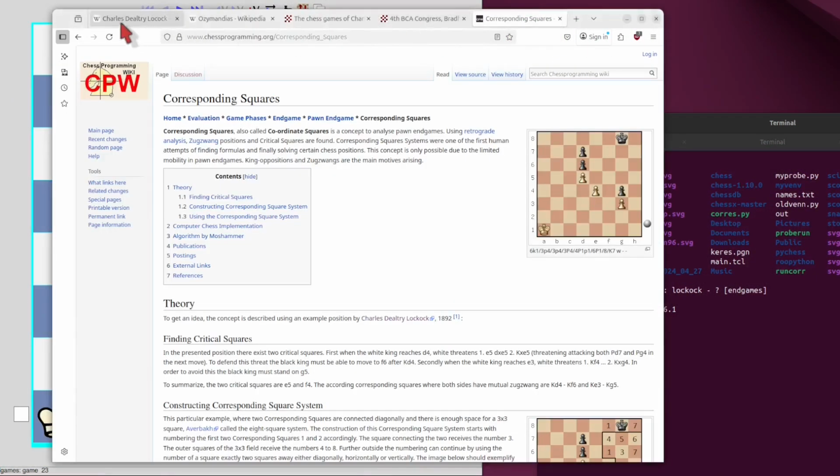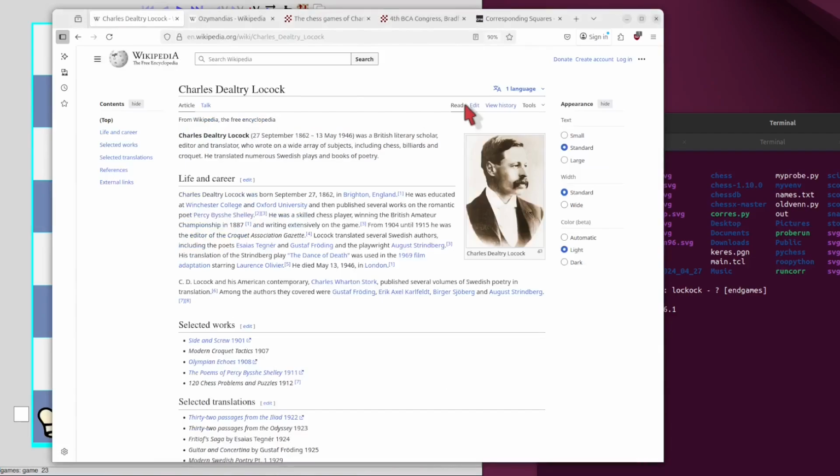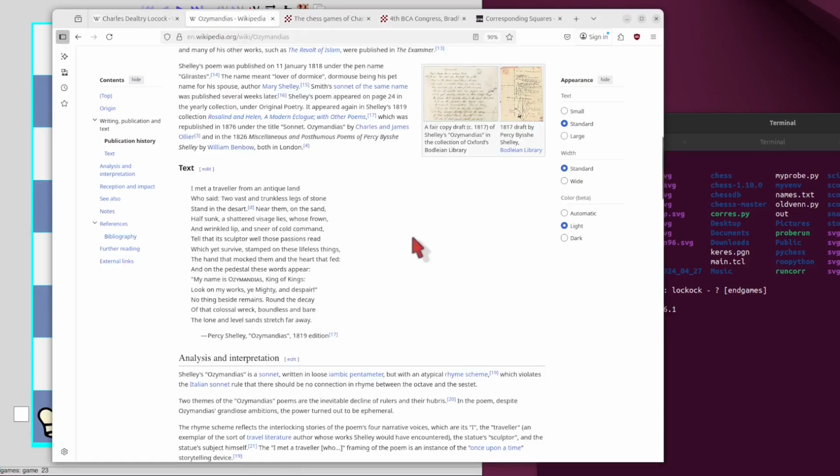First off, this is the Wikipedia page for Charles Dealtry Locock. We can see he was born in 1862, lived until 1946, and has a lot of the normal features you'd think of for chess players at that time. First of all, well educated. He went to Oxford University, and then he was a publisher on not just chess. You look down here, he's got a chess book, 120 Chess Problems and Puzzles, but he also wrote on Shelley and did some translations of Swedish work, which ended up in a movie which had Laurence Olivier, but that's a bit of name dropping. And when you think of Shelley himself, the only thing I remember is Ozymandias.